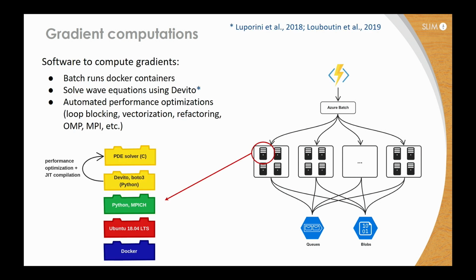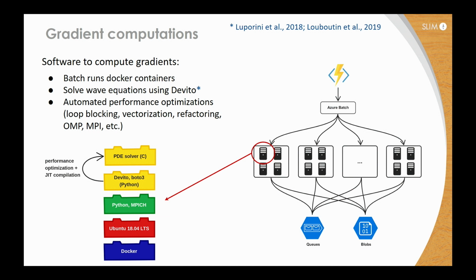And then I just want to briefly mention the software. Of course, it's possible that you run your legacy MPI code on this, and Tim Lin from SQP actually did a terrific job doing that, adapting a classic MPI code. But in our case, we're going to use Devito, and Azure Batch runs all these jobs as Docker containers.